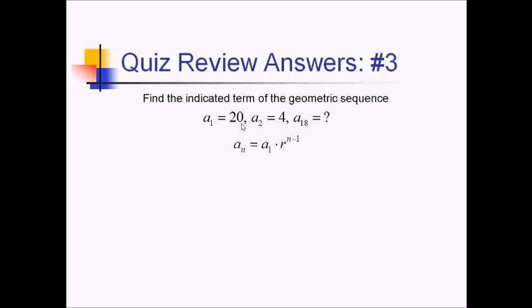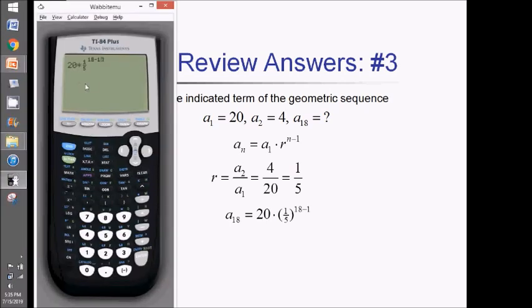So my a1 is 20. For the common ratio, we're going to do a2 divided by a1, or really any term divided by the term right before it. So 4 over 20 in this case. That gives us a common ratio of 1/5. We're dividing by 5 or multiplying by 1/5 each time to get the next term. So then for my formula, I've got 20 times 1/5 to the 18 minus 1. And I'm definitely going to need the calculator for this.